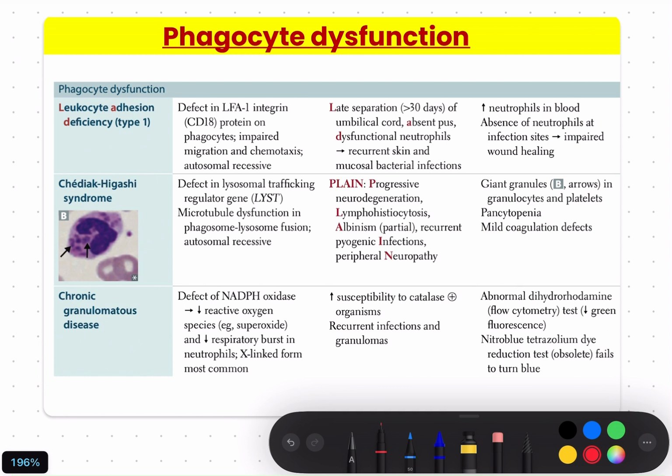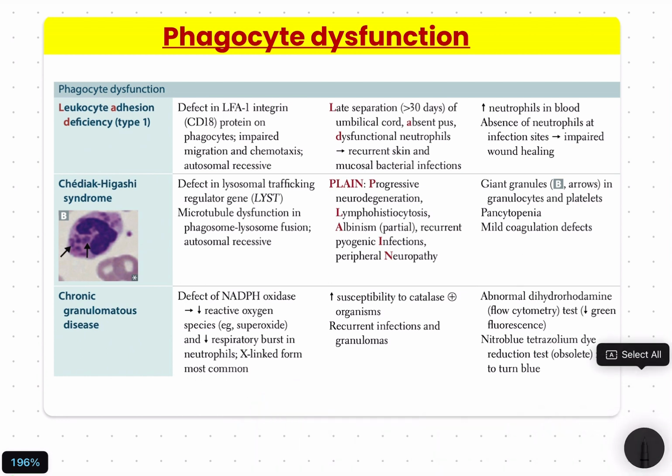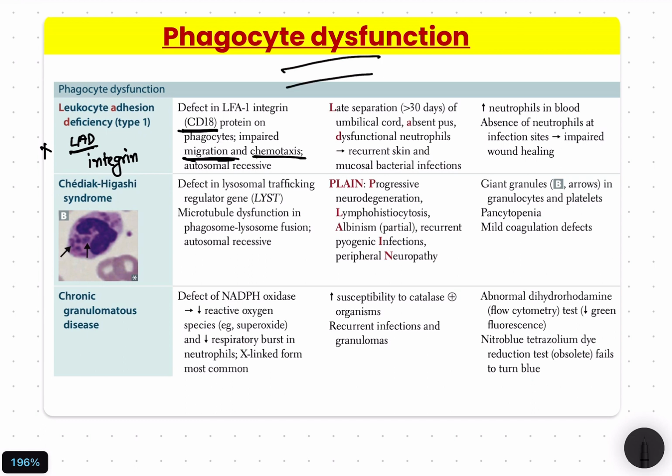Here, the first thing to remember is leukocyte adhesion defect. The adhesion defect is because of the integrins defect. The integrins are defective. Integrins are CD18. Because of the defect in this, the neutrophils cannot migrate, there is no chemotaxis happening, no migration happening. Basically there is no diapedesis. So the neutrophils are residing inside the blood vessels and are not reaching the site of infection. So typically this patient will have neutrophilia.